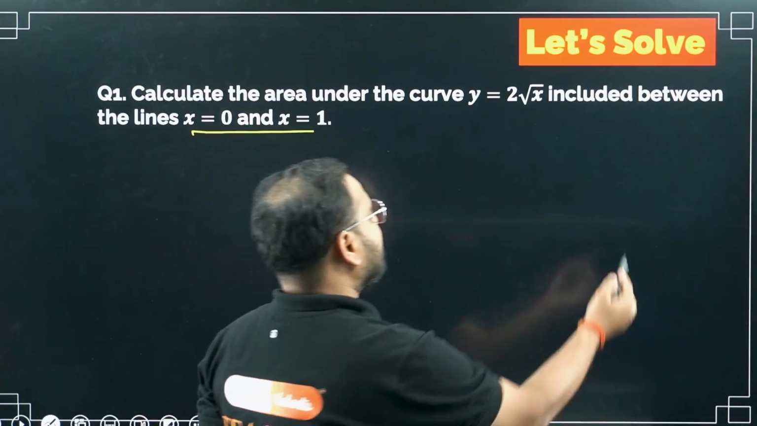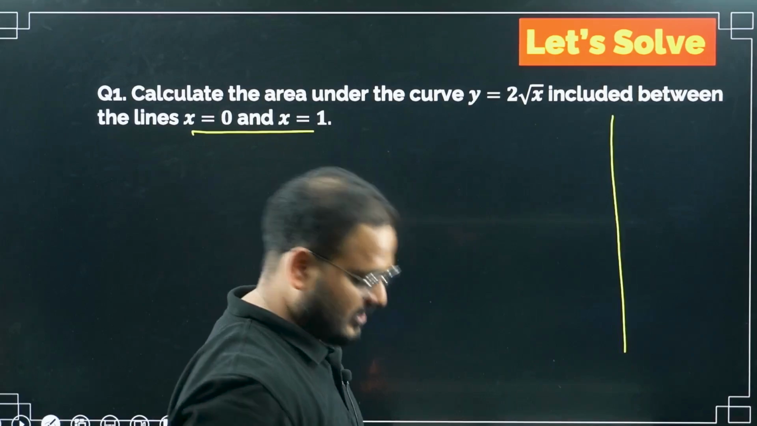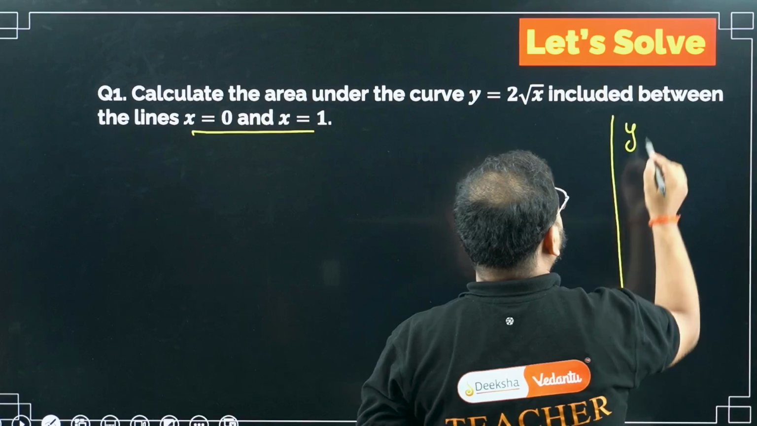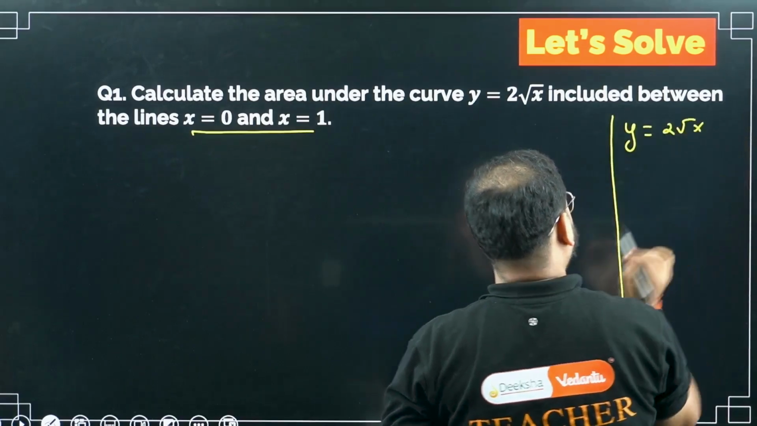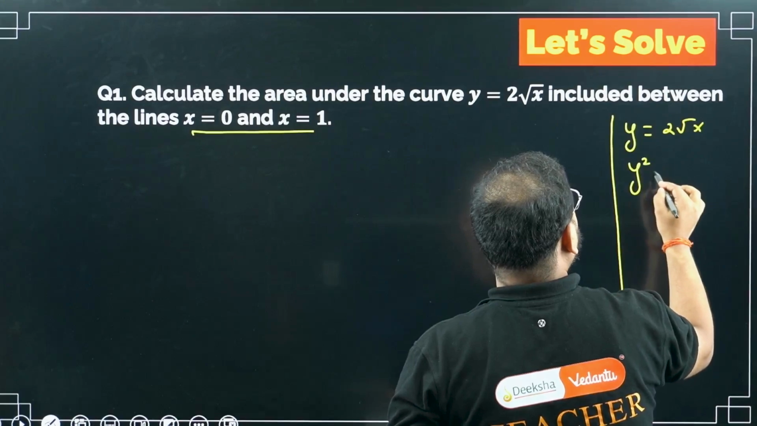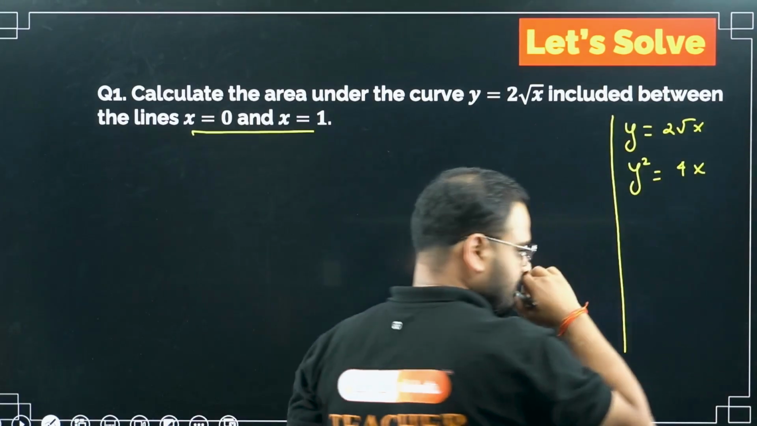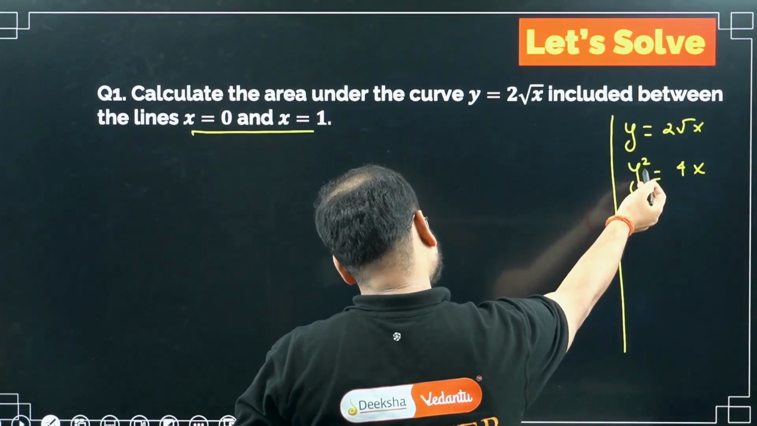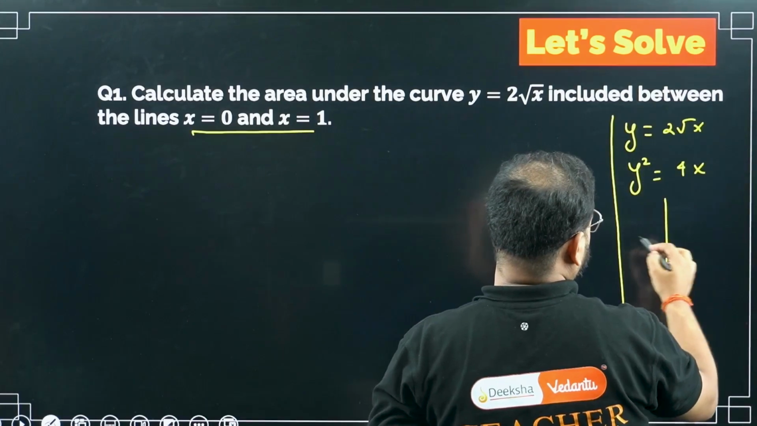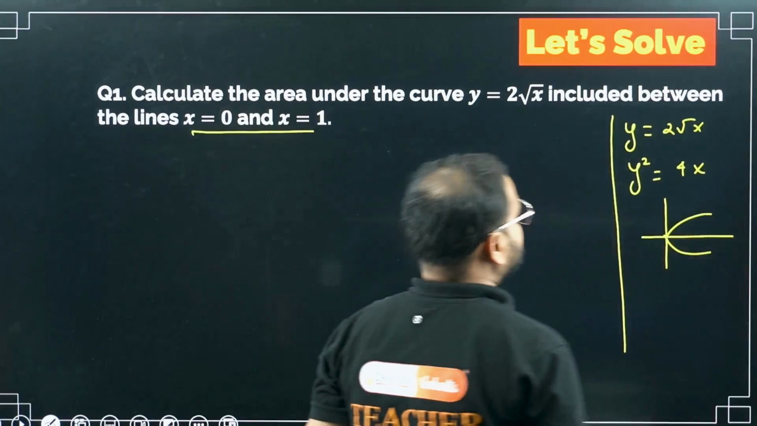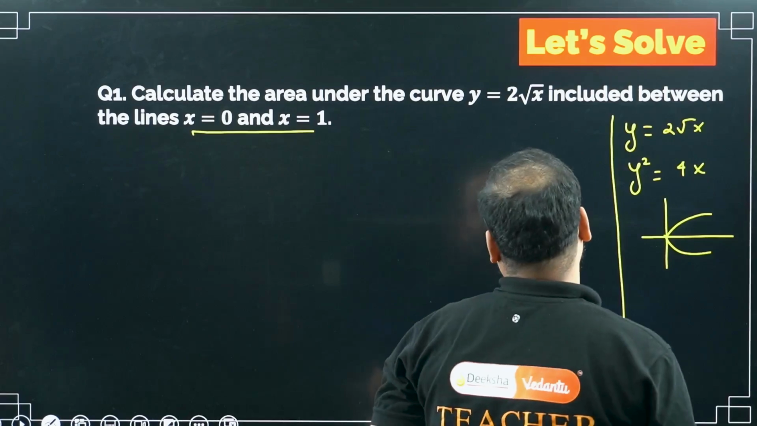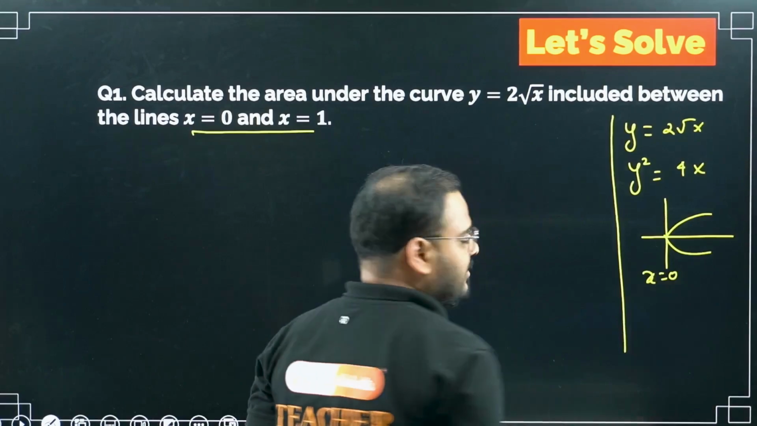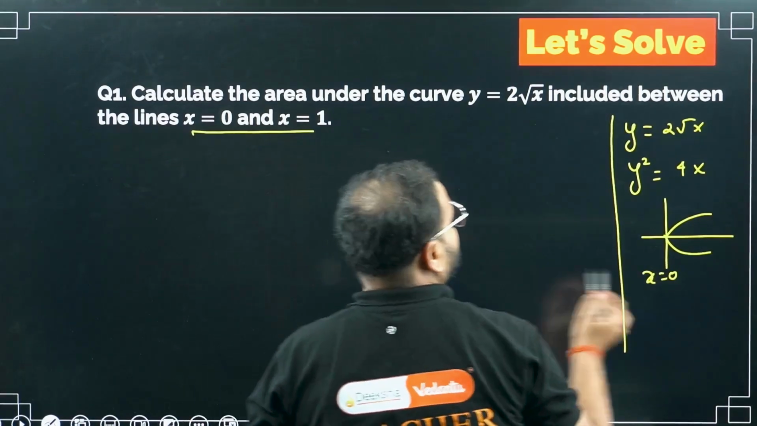It looks difficult right now, but if I make some change over here, please have a look. Square on both sides. So what I have right now is y equals 2 root x. If I square it on both sides, y square equals 4x. Square on y means symmetric about the x-axis. Now the limiting condition x equal to 0 is which line? Simply the y-axis. What about the x equal to 1 line? So something like this.